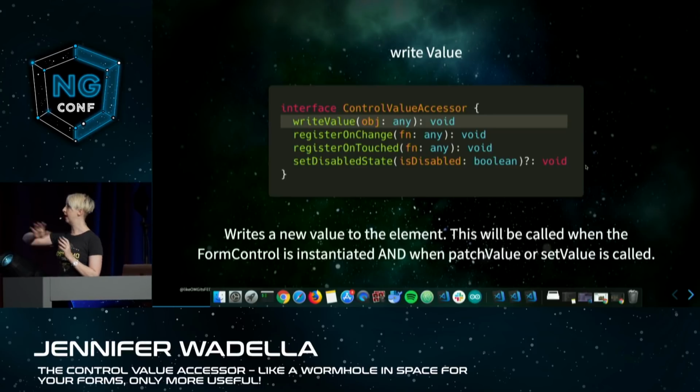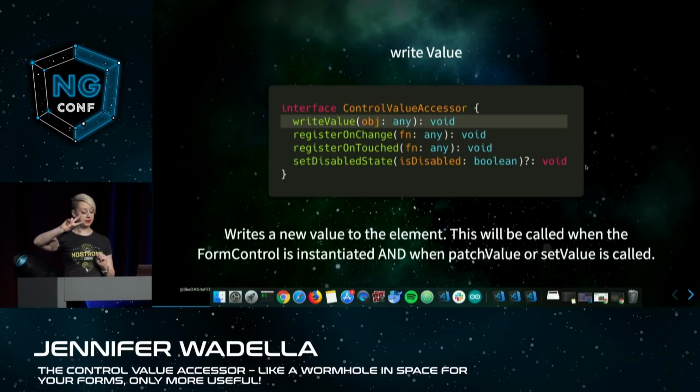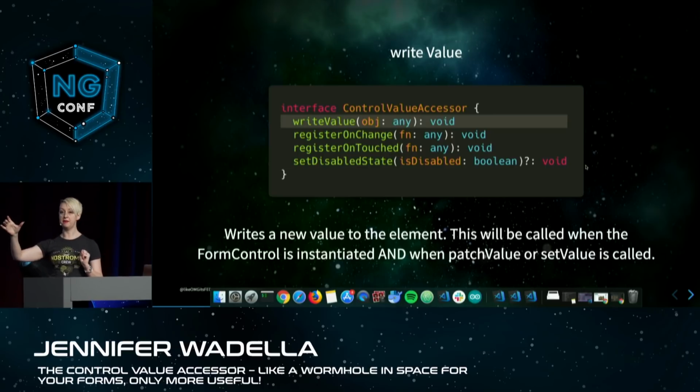First of all, we have the WriteValue, and this is going to write the value to the element. And so this is really important for understanding where our value is coming from. This is going to be called in 2 different instances. This is going to be called at first when the form is instantiated, and then again if patch value or set value is called to update this form control.